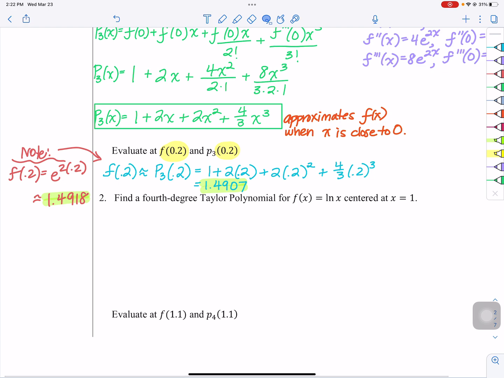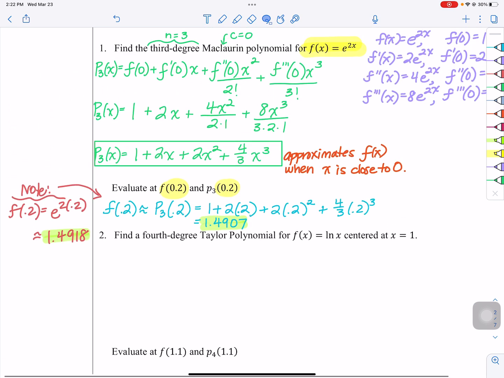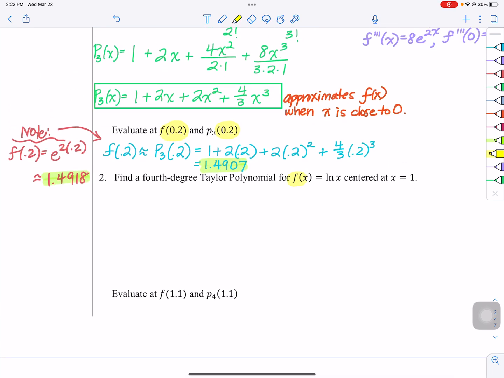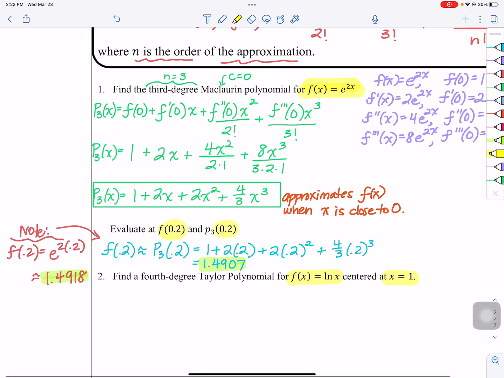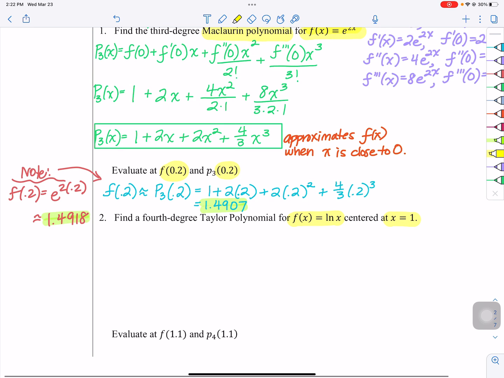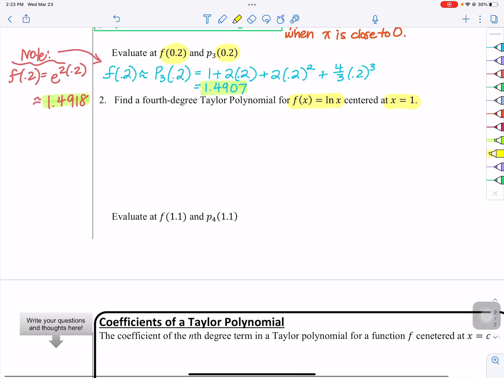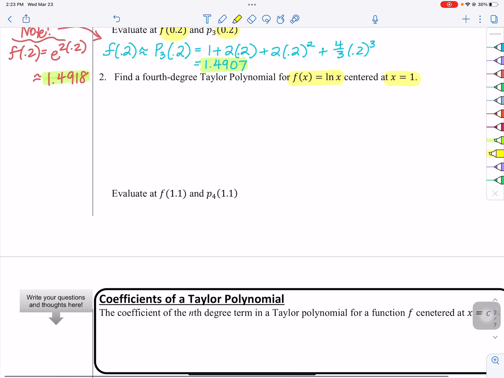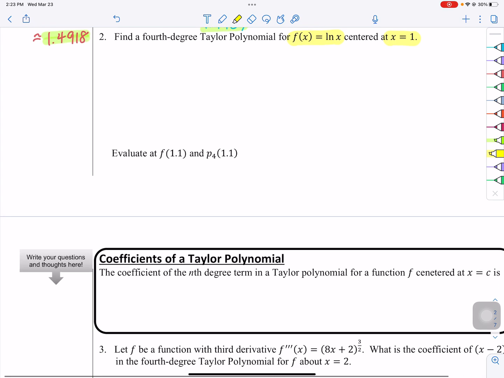Find a fourth degree Taylor polynomial for f of x equals the natural log of x this time, centered at x equal to 1. So this is not a Maclaurin. As you could see here, that was a Maclaurin. We do not have the center at 0. It's at x equal to 1. So we will find a fourth degree Taylor polynomial for f of x equals the natural log of x.